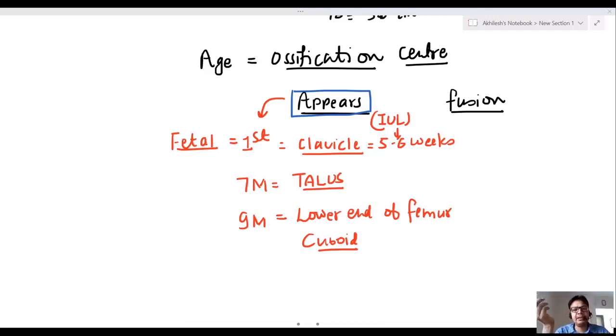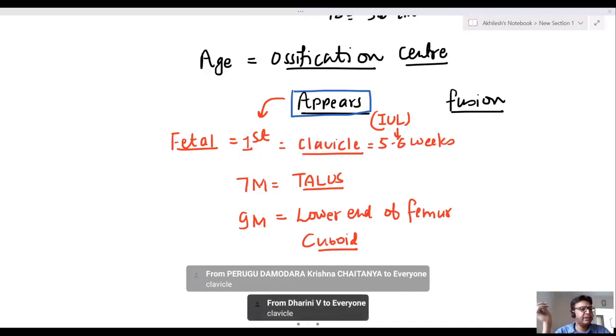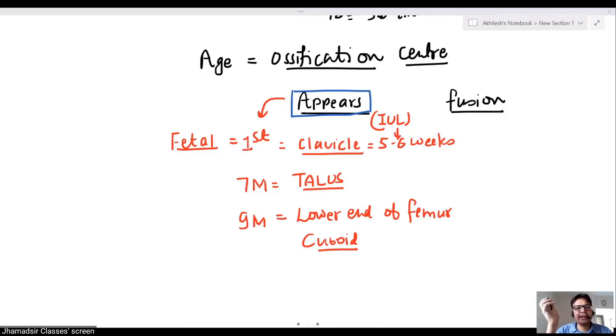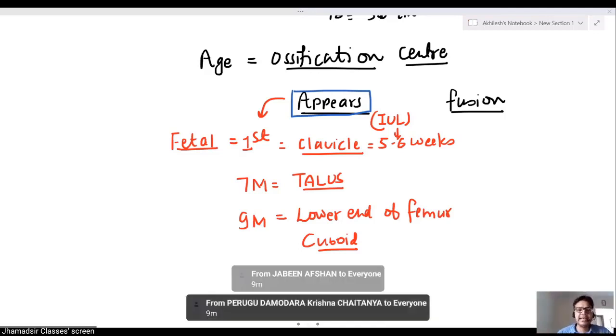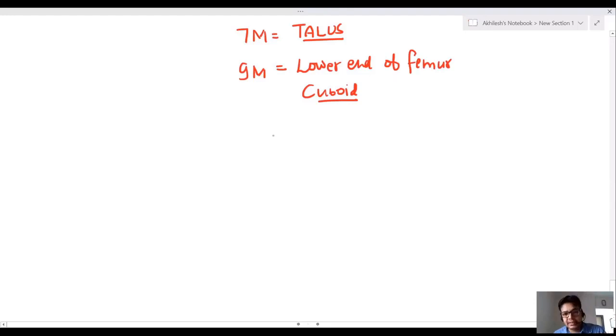Which is the first center that appears in fetal life? Clavicle. At the age of 7 months, which center appears? Talus. At what age of fetal life does the cuboid center appear? 9 months. So at 9 months, the cuboid center and lower end of femur appear. Now, sir, this is the age of appearance.